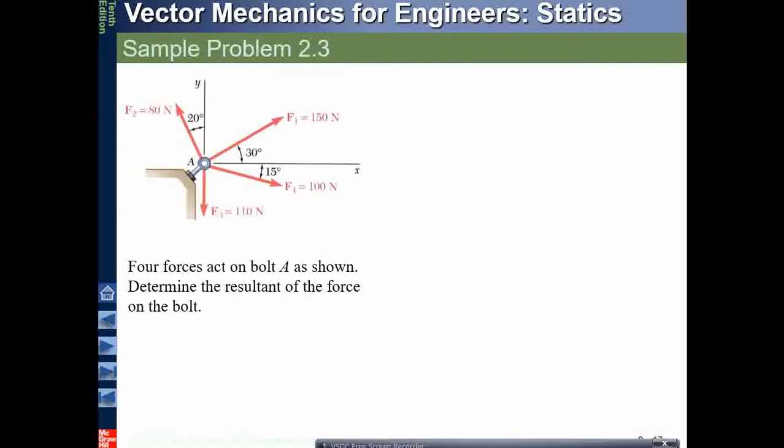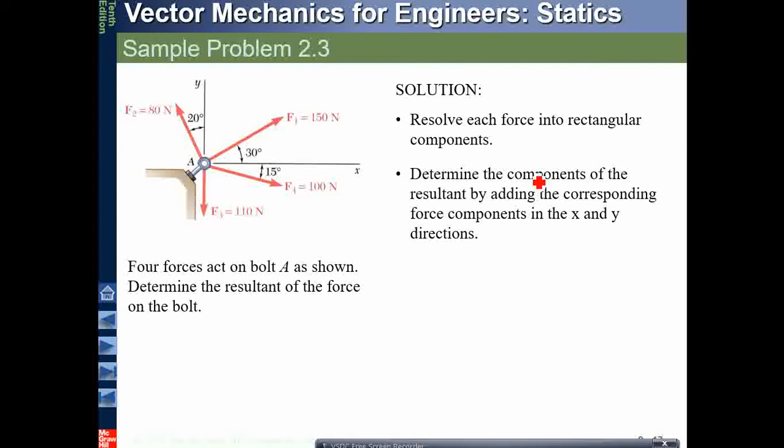Okay, let's move on to a simple sample problem. This is a very simple problem. There are four forces acting on a bolt, and we have to find simply the resultant of the forces on the bolt. So what we need to do? We need to put the free body diagram of each of these forces. Resolve each of these forces first of all into rectangular components. Then determine the components of the resultant by adding the corresponding x and y direction components, and further calculate the magnitude and direction of the resultant vector.